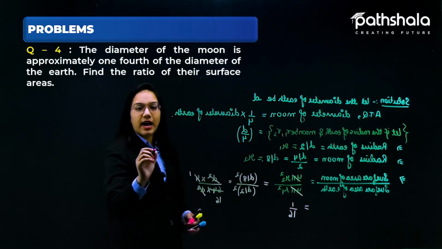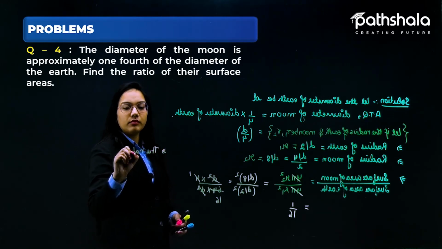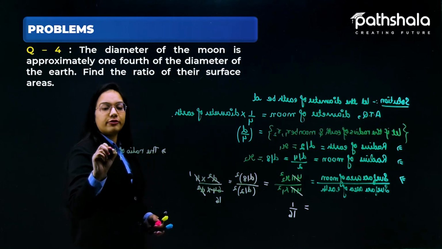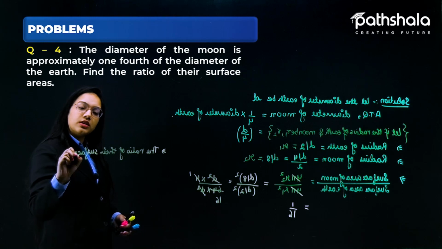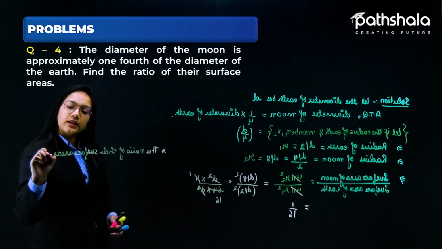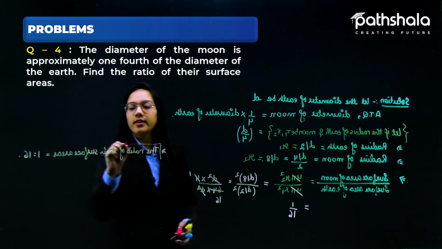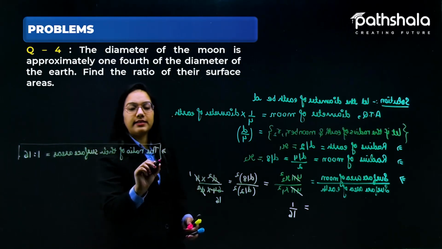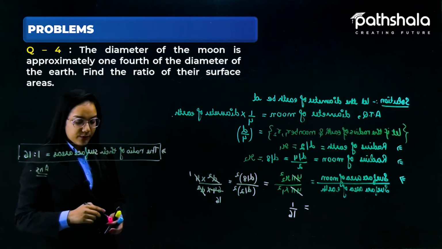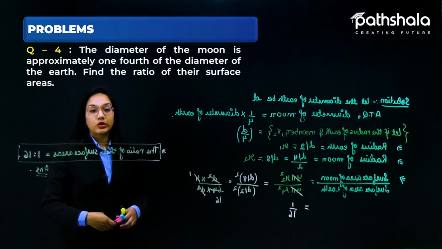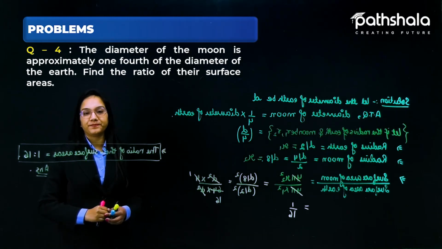So it implies that the ratio of their surface areas is 1:16. It is 1:16, and this is our answer. This is exactly what we have to find out in this particular question. So the ratio of their surface areas is 1:16.